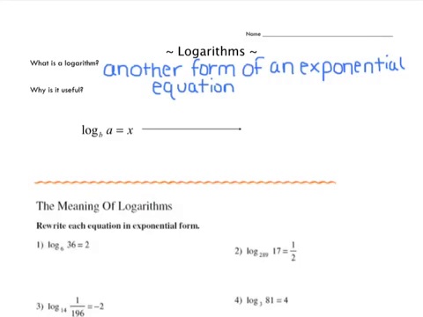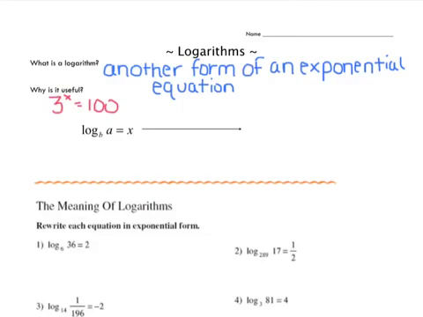The problem is, remember when we talked about this situation, if we had like 3 to the x equals 100. And I asked you, how could you solve for that exponent? Well, you can't. There's not an easy way to take that x out of the exponent. A logarithm pulls the x out of the exponent and makes it so that you can work with it.